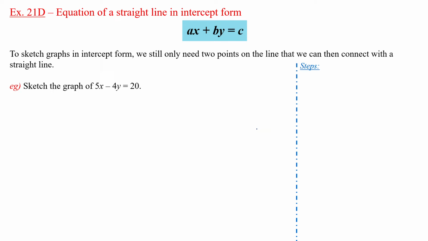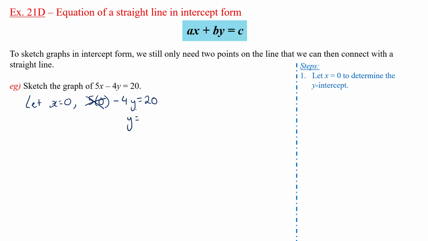Our first step is going to be to let x equal 0 so that we can determine the y-intercept. If x equals 0, I get 5 times 0, which just cancels out because it becomes 0. Take 4y equals 20. Then we need to divide both sides by -4 to get y equals -5. So I have the point 0, -5.